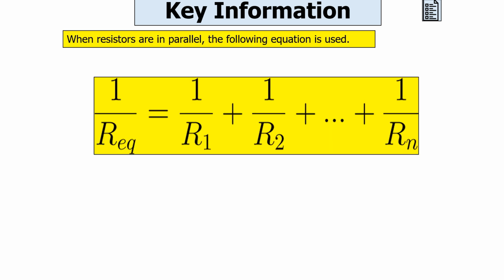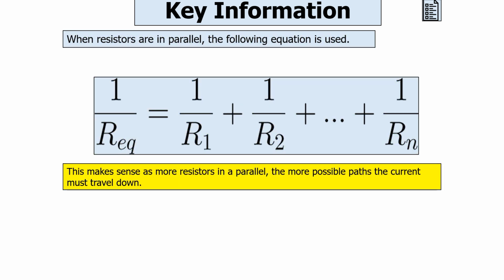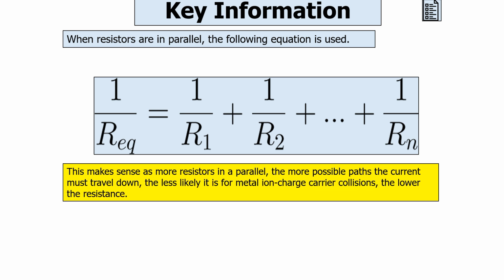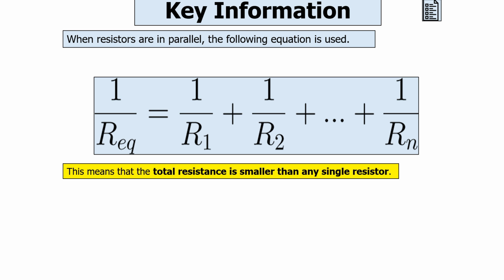Now, when resistors are in parallel, the following equation is used: 1 over the total resistance is 1 over R1 plus 1 over R2 plus 1 over Rn. This makes sense as the more resistors in parallel, the more possible paths the current can travel down, so the less likely it is for the metal ion and charge carrier collisions, and the lower the resistance. This means that in parallel, the total resistance is smaller than any single resistor.